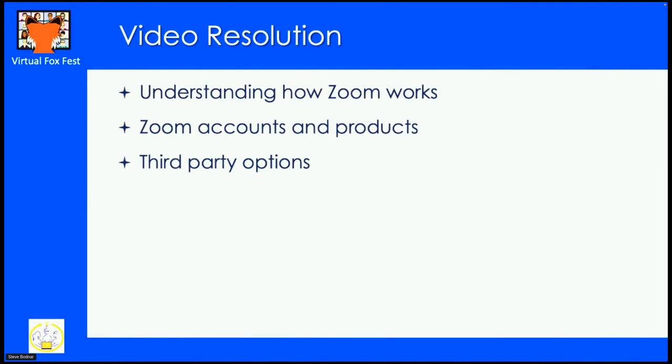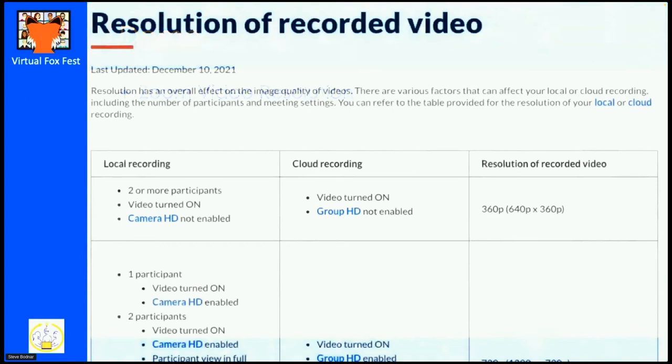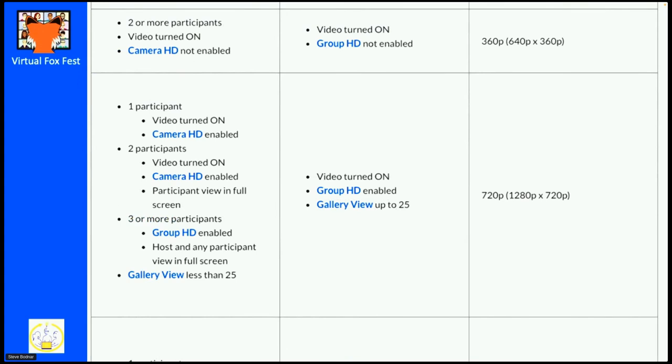A couple of things about Zoom. So we all know about video resolution, right? I'm not going to do a demo of this like I wanted to, but I'm going to talk you through some things you can do to get better resolution out of Zoom. Zoom tells you what they'll give you, and this is linked in the white paper. If you don't have group HD turned on and you have two or more people in a room, you're only going to get 360 out. If you have two or more people and you have group HD turned on and all these other variables, you can get 720 out. But that is actually really hard to see.